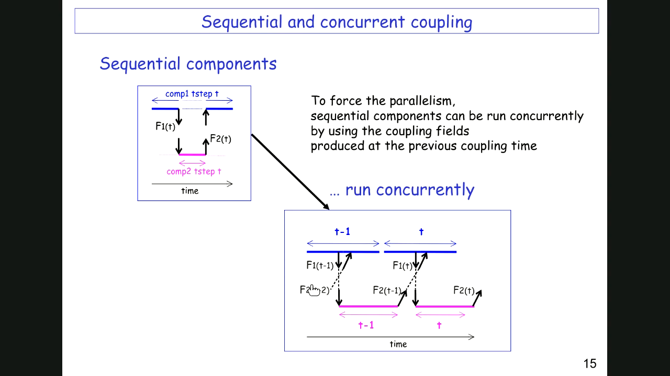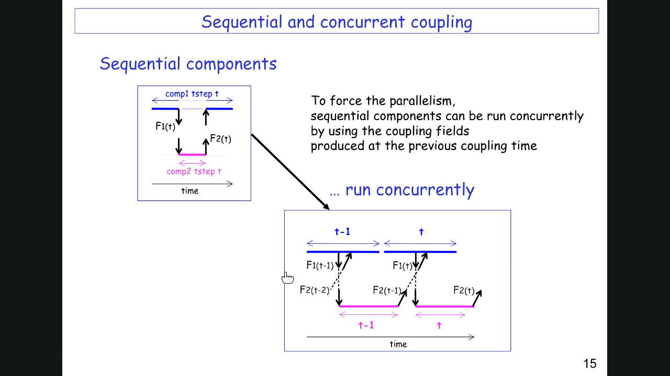But if you decide to implement your coupling such that the field 2 produced at the time step before is used at T minus 1 in component 1, then component 1 will be able to go on and complete its time step with the information at the previous time step from the other component. And if you allow component one to use the coupling fields produced by component two at the previous coupling time step, then you will be able to run your components concurrently at the same time.